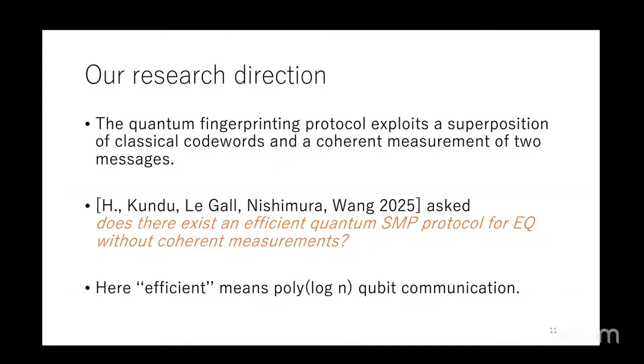So in our work, we consider a setting where Alice and Bob can send quantum messages, but the referee cannot do an entangled measurement, including the swap test. So in this setting, does there exist an efficient SMP protocol? And here, efficient means something like polylog n qubit communication, which exhibits an exponential advantage over the classical setting.